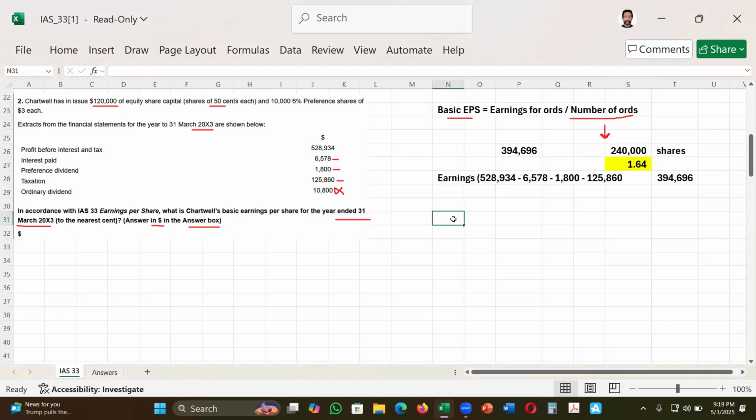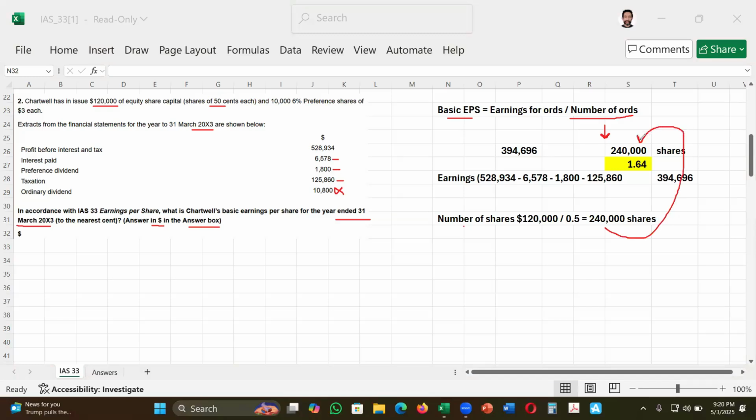So we can do the small working for the number of shares as well. Dollar 120,000 divided by 0.5, we got 240,000 shares. Okay, so we can have this working. How we figure that out? So here we go. So I think now we have the proper understanding, and when we divide the earnings by this figure, we get the answer as 1.64. So I hope this was quite straightforward. No problems with this one.